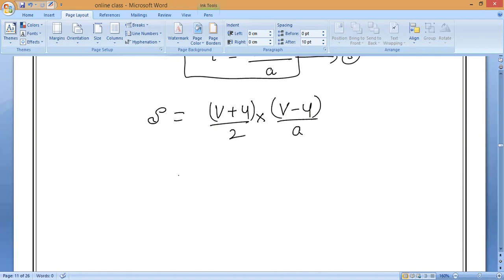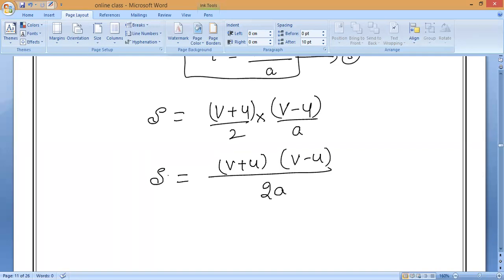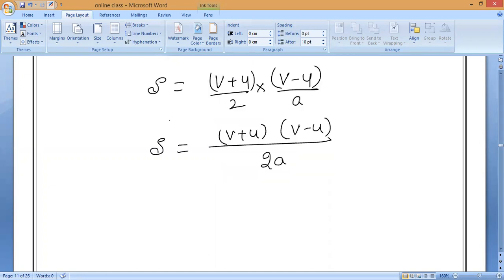If we take the common multiplication, we can take the LCM, 2A. So what will come, guys? V plus U into V minus U. So here we have to apply an algebra formula, which I already taught you while deriving the normal mathematical method. Suppose now 2A is in division, it will come this side and become multiplication. So 2as is equal to V plus U into V minus U.